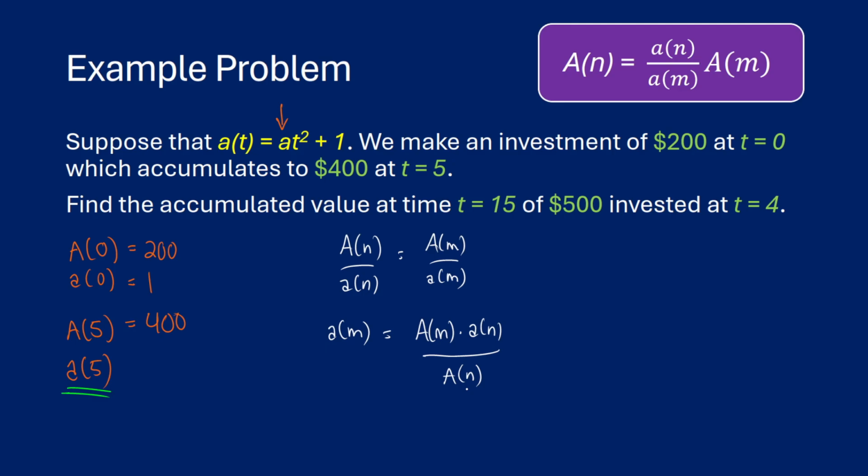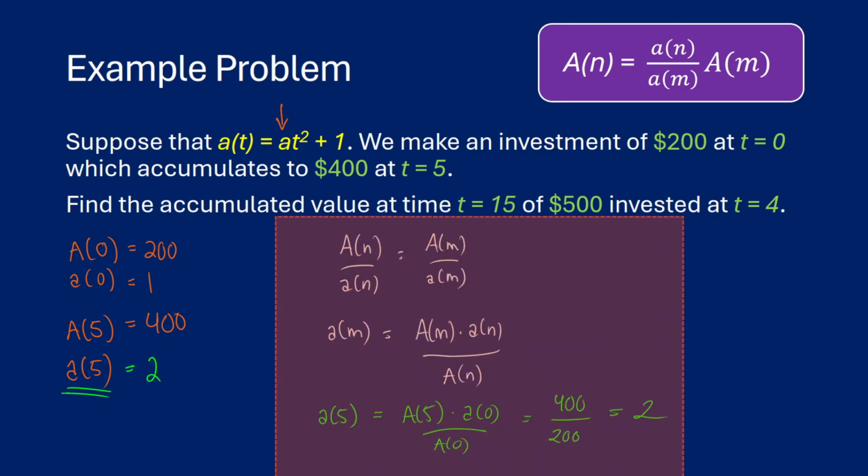Now we can put in some values for what we want to find. We want to find little a of 5, the accumulation function at 5. This is equal to big A of 5 multiplied by little a of 0, divided by the amount at time 0. The amount at time 5 is 400. The accumulation function at 0 is always going to be 1. And the amount that we had at 0 was 200. So little a of 5 is just going to equal 2. So we now have our value here.